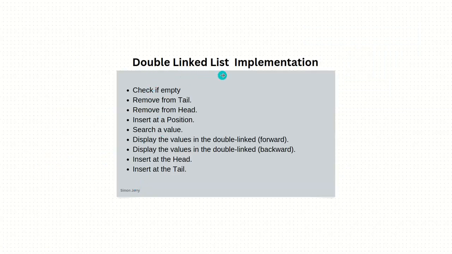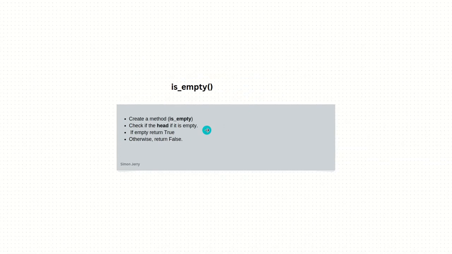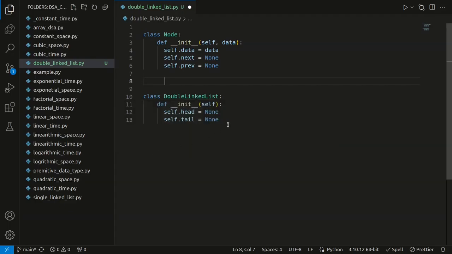The first method we want to implement is to check if the linked list is empty or not. So we are going to create a method is empty, and what this method does is check if the head of the linked list is empty. If it is empty, we return true. If it is not, we return false. This is going to help us implement other linked list methods. So let us implement that.